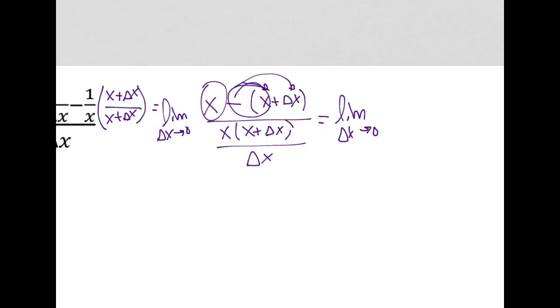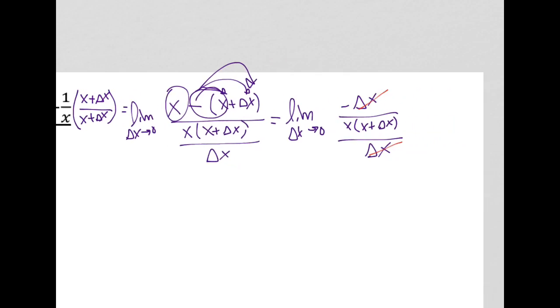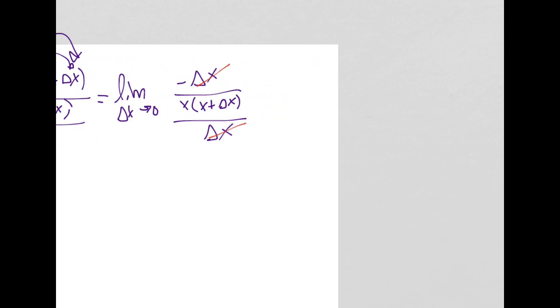X minus x eliminate each other, and we are just left with that negative delta x. So that uber numerator is negative delta x over x times x plus delta x, over delta x. Well, again, we know that delta x is going to cancel with that delta x, because we could rewrite it as a product of the reciprocal. And so we're going to get the limit as delta x approaches 0 of negative 1, because we still have that negative up there, negative 1 over x times x plus delta x.